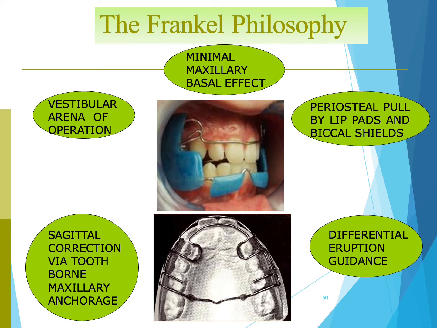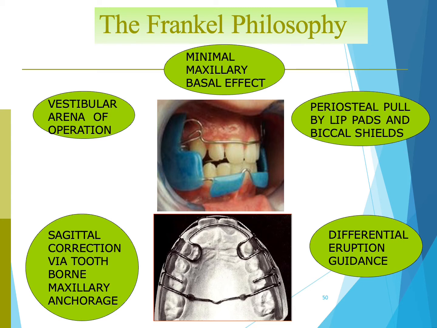Okay, secondly, the sagittal correction via tooth-borne maxillary anchorage. The Frankel appliance is anchored firmly in the maxillary arch by means of grooves in the molar and canine regions. The mandible is positioned anteriorly by means of an acrylic pad that contacts the alveolar bone behind the lower anterior segment. This lower lingual pad acts more as a proprioceptive trigger for postural maintenance of the mandible.